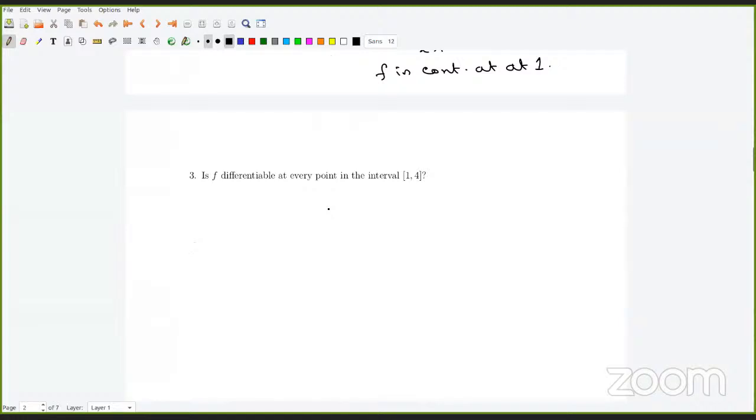But suppose you are not given the graph, only this function that we have written: x square minus 1 if x is greater than or equal to 1, and 1 minus x square if x is less than 1. You can find the left hand and right hand derivative and check whether they are equal or not. Exactly, it won't be equal. That we have to do.